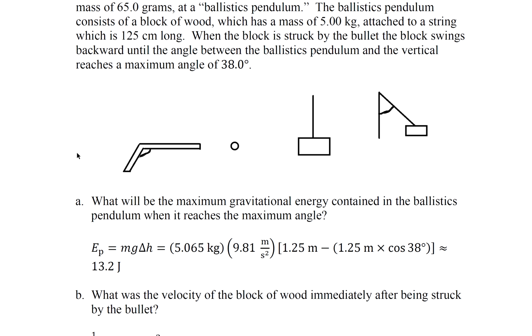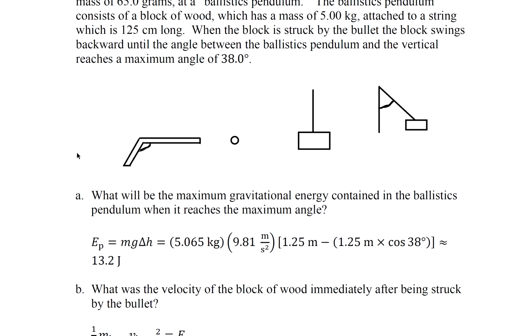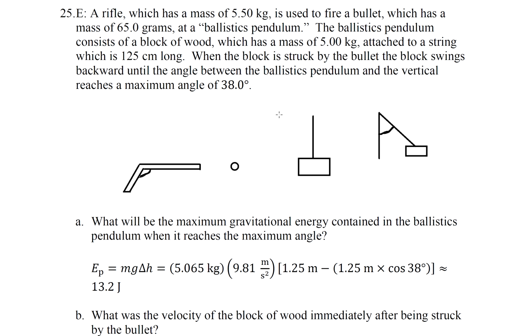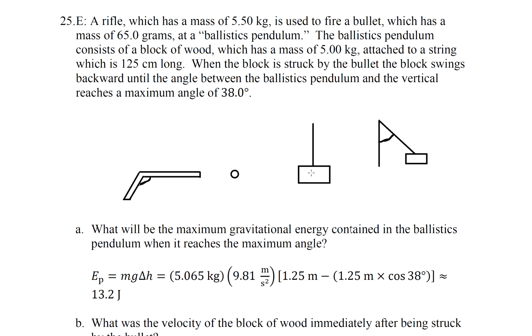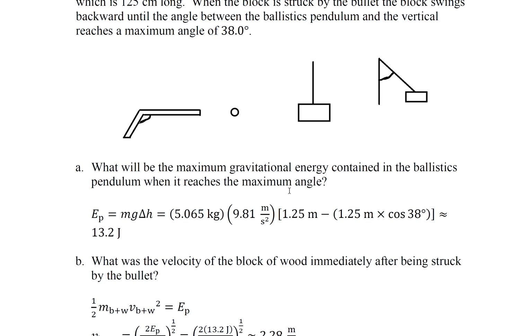Part A, what will be the maximum gravitational potential energy contained in the ballistics pendulum when it reaches the maximum height? So let's just say at the beginning, this pendulum has a height equals 0. How high does it go up after the bullet hits the pendulum and the pendulum goes up? Delta H is equal to this equation: 1.25 minus 1.25 cosine 38 degrees. So we get mg delta H, and our answer is 13.2 joules.